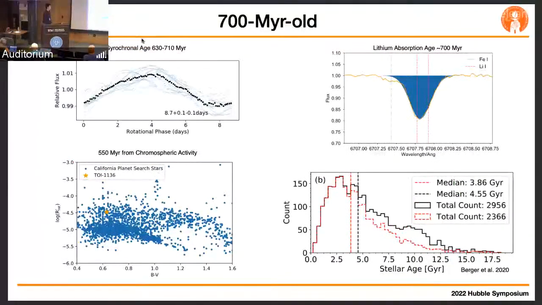So one thing we know pretty sure is that the system is young. This is according to the fast stellar rotation and the strong lithium absorption, as well as elevated chromospheric activity on the host star. So our best age estimate is about 700 million years for this young system, whereas for the mature Kepler planets, their typical age is about a few gigayears. Actually, the median age is 4.6 gigayears.